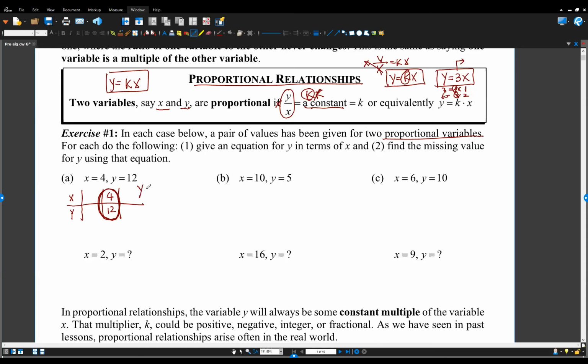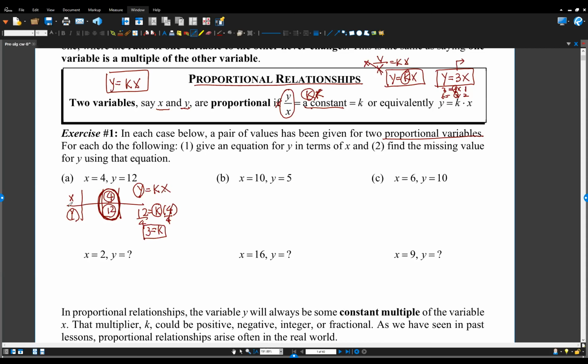Y equals kx, right? That is the equation of a proportional relationship. But we know that when x equals 4, y equals 12. Put in these numbers: y is 12 when x is 4. From these two numbers, we can find the value of k. Anybody know what the value of k is? You can divide by 4. The value of k equals 3, isn't it?